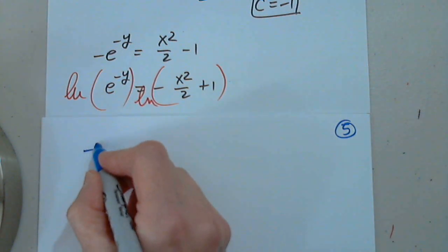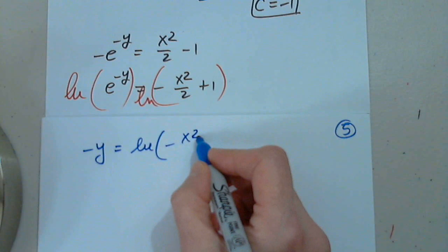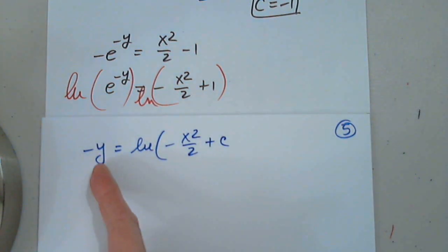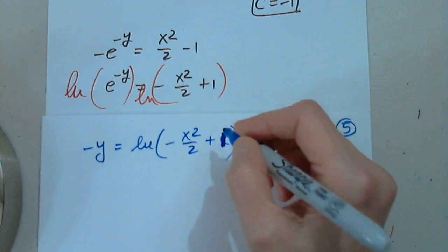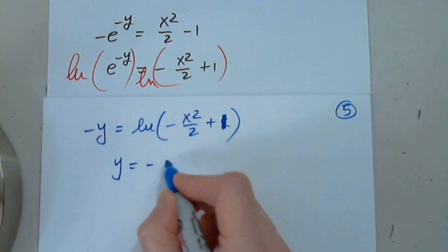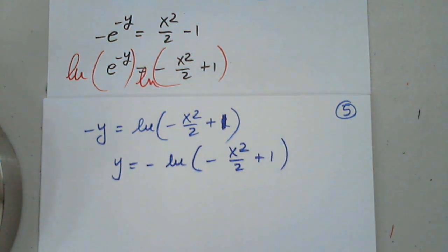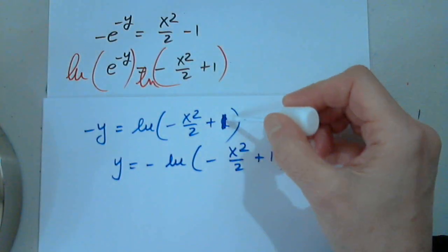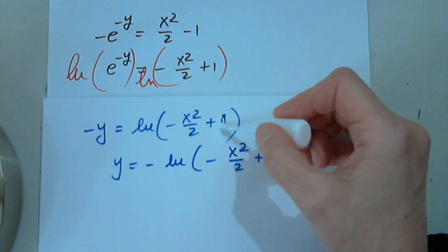So this is negative y equals natural log of negative x squared over 2 plus 1. We just determined it. We only need to multiply by negative 1. So y equals negative natural log of negative x squared over 2 plus 1. We already determined that constant a second ago. So just making sure that this does not confuse anyone. So that is 1.